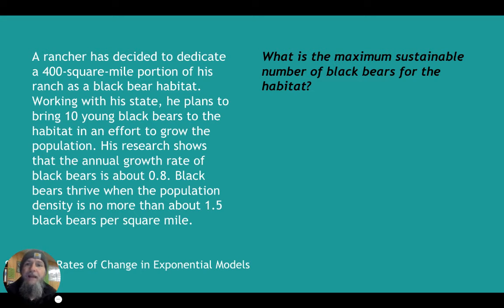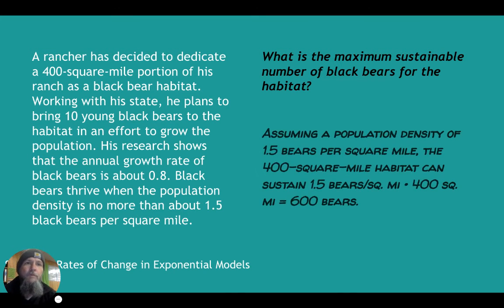So that density of the bears thriving is going to be a limiting factor. So as long as we have 1.5 black bears per square mile in that 400 square mile portion, we know exactly how many bears will fit in there. And so assuming a population density of 1.5 bears per square mile, the 400 square mile habitat can sustain 1.5 bears per square mile times 400 square miles. So that is 600 bears. It can sustain 600 bears that will thrive. After that, there'll be so much competition. We'll lose bears and we'll go back to 600 bears.